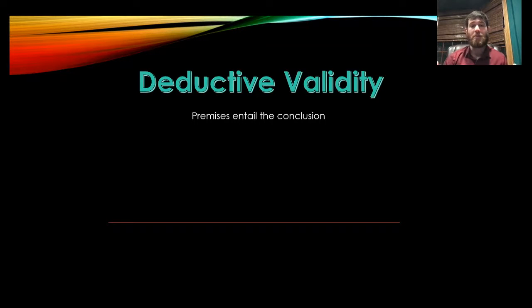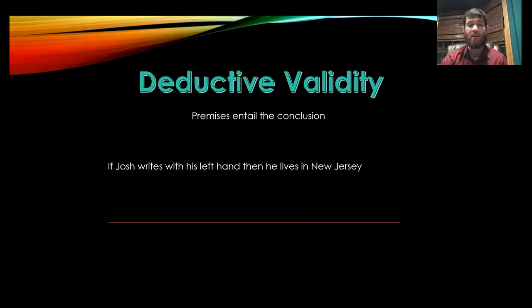So whenever we're making arguments, right, the ultimate point that we're getting at, we're basing that off of premises or facts or evidence that we're giving, which are known as our premises. That might be a little confusing, so let's run through an example of where the premises entail the conclusion. So let's assume that Josh writes with his left hand. If Josh writes with his left hand, then he lives in New Jersey. And we also will use a premise, Josh writes with his left hand. Based on these two premises, we draw the conclusion, Josh lives in New Jersey.